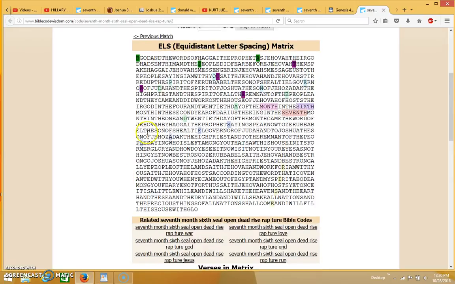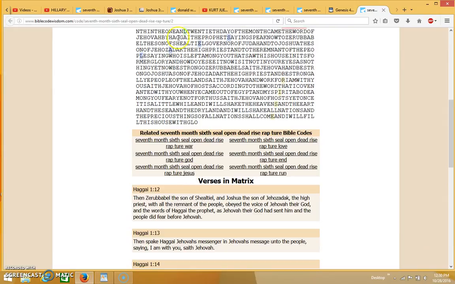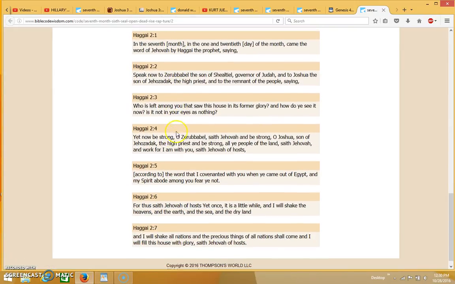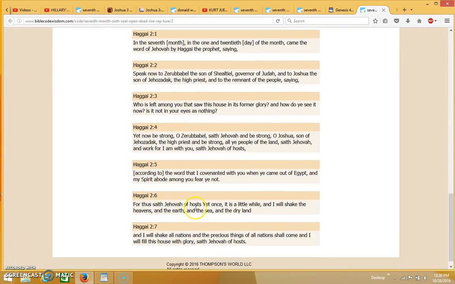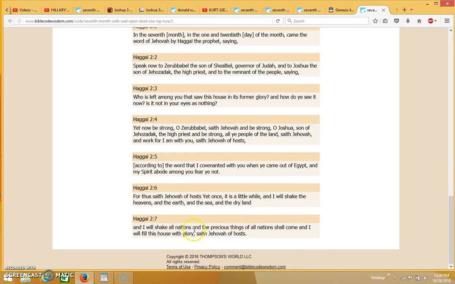As you can see, I put in some more terms in this one, and it brought up more of the matrix, and I'll go over this table in the next video, but I just want to read the scripture right here. It says, "For thus saith Jehovah of hosts, yet once it is a little while, and I will shake the heavens and the earth and the sea and the dry land, and I will shake all nations, and the precious things of the nations shall come, and I will fill this house with glory, saith Jehovah of hosts."